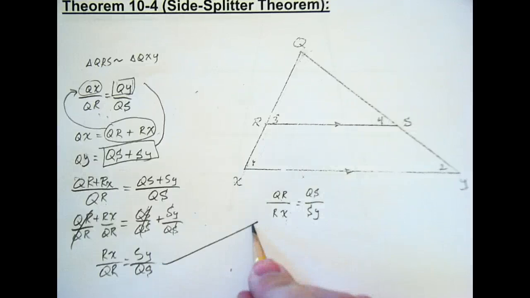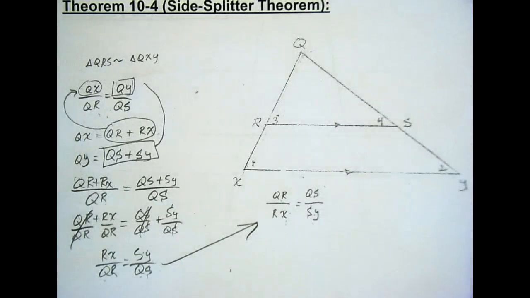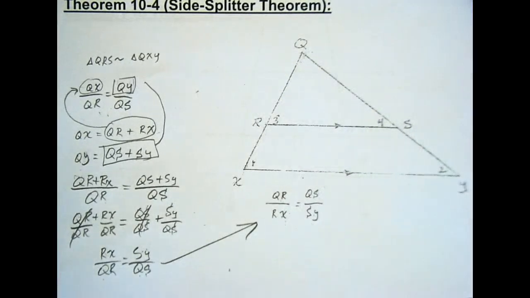Hey, that's total whoa, except it's flipped. But that's okay. It still works, right? Cross multiply, we get QR times SY, QR times SY, RX times QS, RX times QS. Cool. That's why it works. You guys shouldn't just memorize things. Yeah? I thought that you couldn't flip it? Oh wait, never mind, I got it.